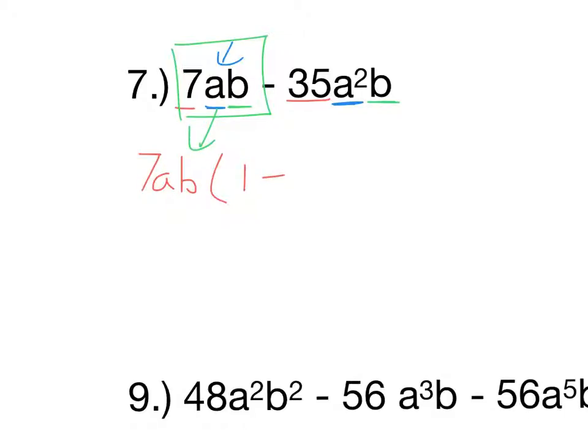Now we have this one in blue. 35 divided by 7 is 5. Now, a squared divided by a, that's just going to be 2 minus 1 in the exponents, right? We're taking 1a out of a squared, so we're left with just an a. So that would be 5a, and then these b's here are going to cancel out. B divided by b, we won't have any more b's. So that's going to be your final answer. Seven ab times 1 minus 5a.